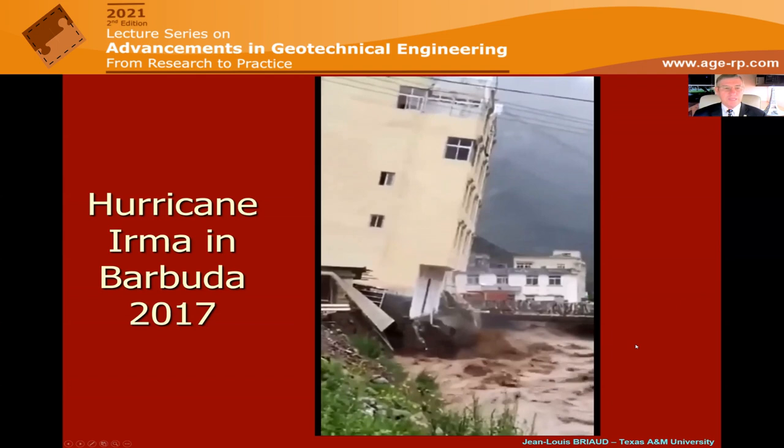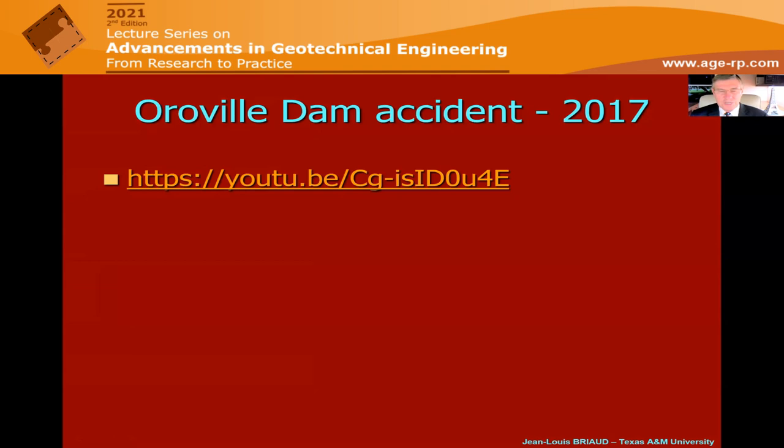This is the Oroville Dam accident. The Oroville Dam is the largest dam in the United States. The video that I found on YouTube doesn't work through this medium for some reason. But Oroville Dam was the largest dam in the country, 300 meters high. And the spillway had to be used in February of 2017. The concrete slab lifted off and the water started to erode the soil underneath it. And it created a lot of damage. Fortunately, the dam did not breach, so it could have been a lot worse.